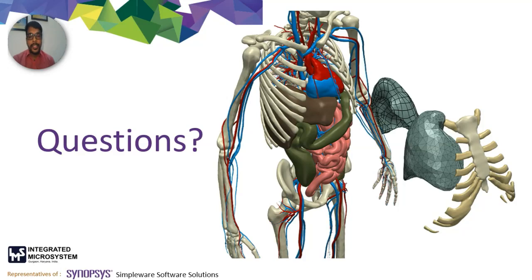So let's say you are designing an implant in SolidWorks, and then you want to check the compatibility with the 3D model. You can import your CAD model into the software and make some changes in SolidWorks, and those changes will be reflected directly in the software. So that is a kind of link that is being provided between this Synopsys Simpleware software and the SolidWorks CAD package.